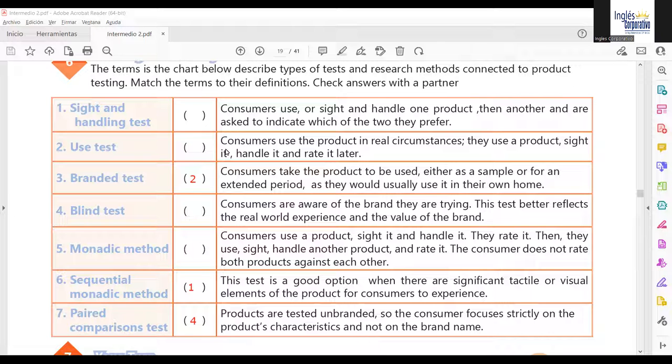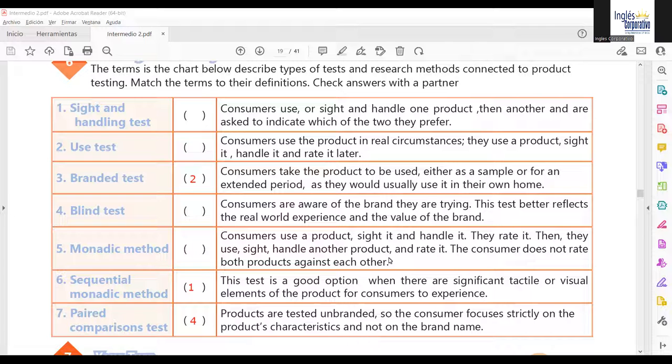No, la número tres dice, brand test. Es un test de las marcas. Sí, ella dice que es la quinta. Tiene sentido. Consumers use a product, sight, and handle it. Lo evalúa. They rate. Usa otro. They use, sight, and handle another product and rate. The consumer does not rate both products against each other. Ah, está evaluando marcas. No está diciendo cuál es el mejor. No tiene sentido para mí. Ese no sé qué es, la secuencia.